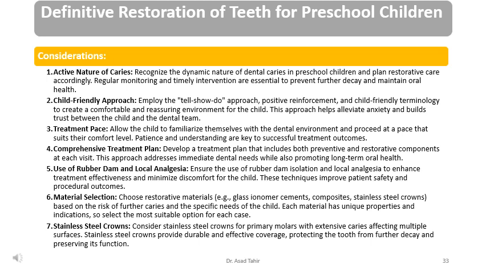Material selection. Choose restorative materials, e.g., glass ionomer cements, stainless steel crowns, based on the risk of further caries and the specific needs of the child. Each material has unique properties and indications, so select the most suitable option for each case.